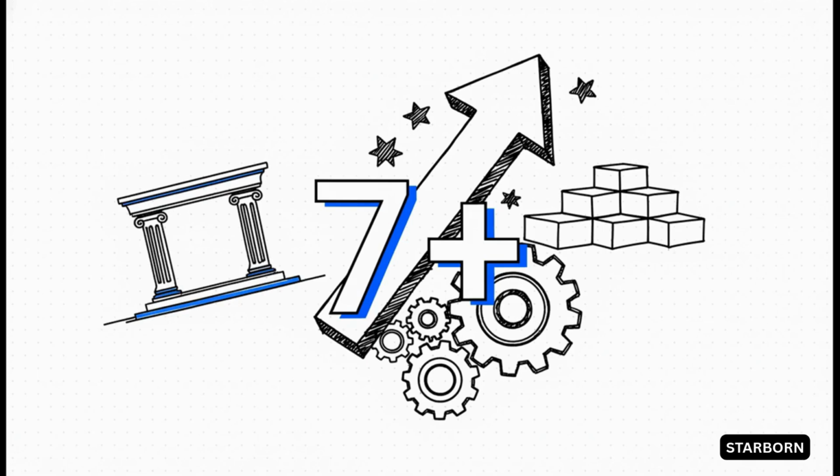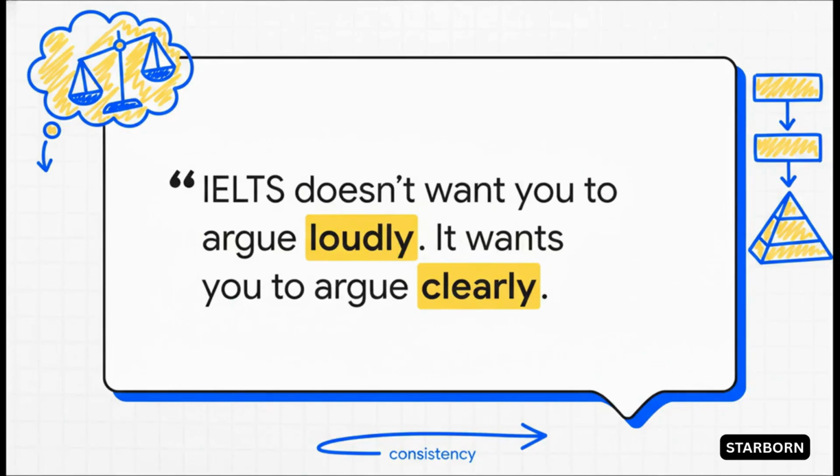You know, mastering this consistent, logical structure is what really separates the good scores from the great ones. This is the skill that pushes you up into that band 7, 8, or even 9 territory. It's not about big, fancy vocabulary. It's about building a clear, solid, and unshakable argument. And let's end right here with this powerful idea. IELTS doesn't want you to argue loudly. It wants you to argue clearly. So choose the side you can defend easily. Build your case with logical paragraphs and stay consistent from start to finish. That right there is how you turn a simple opinion into a fantastic score.